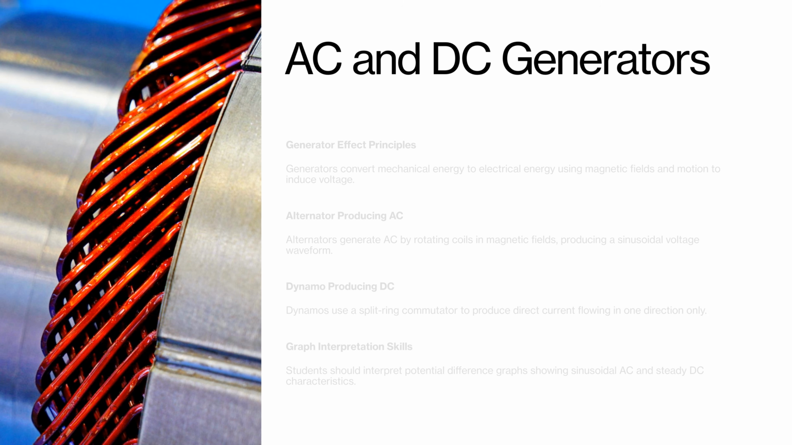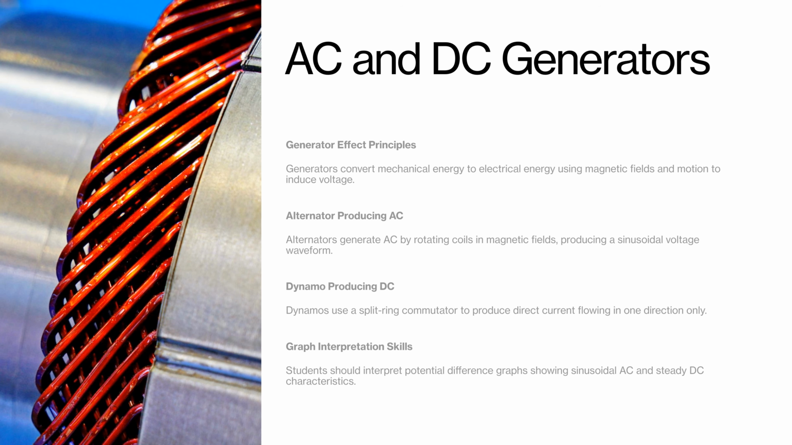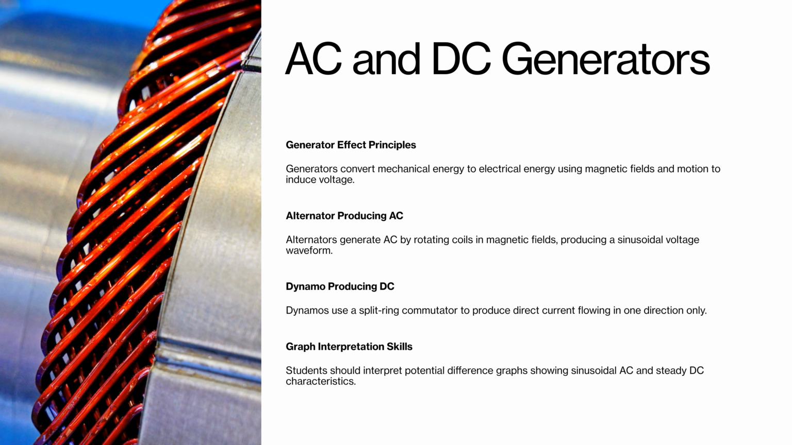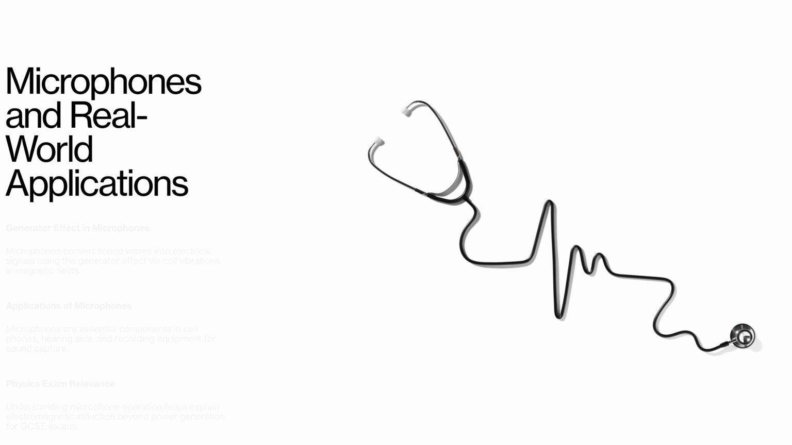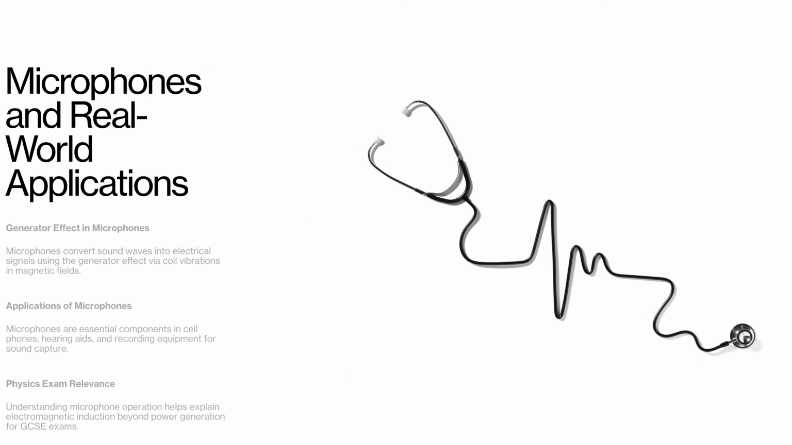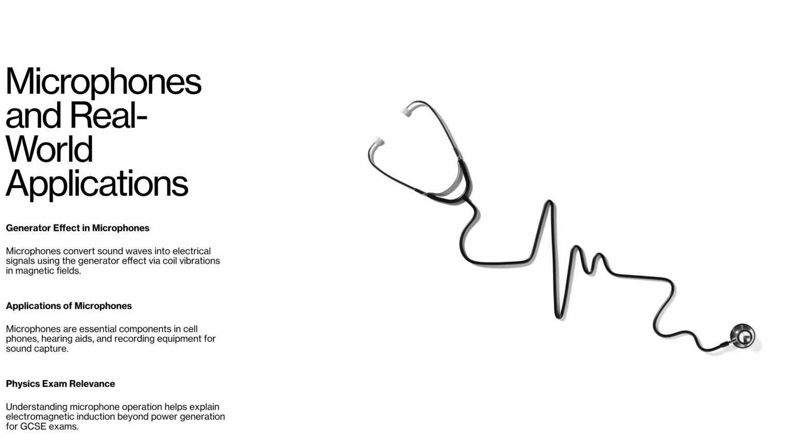The generator effect converts mechanical energy into electrical energy by rotating coils in magnetic fields. This principle is used in power stations, bicycle dynamos, and hand-crank torches. Microphones change sound waves into electrical signals. Sound causes a diaphragm to vibrate, moving a coil in a magnetic field and inducing a voltage that matches the sound's pattern.